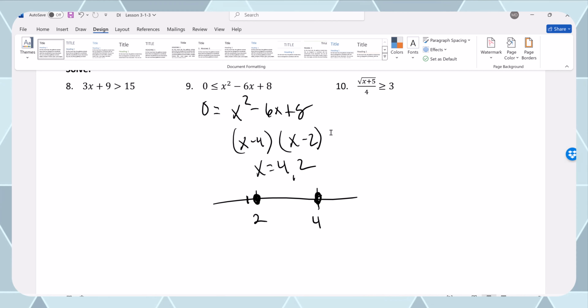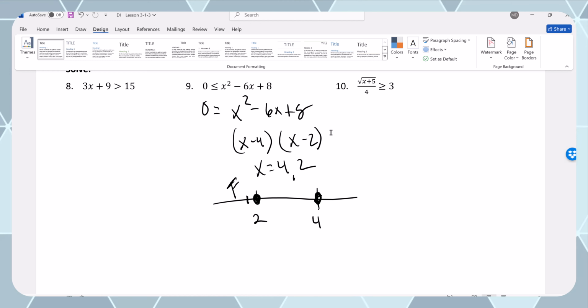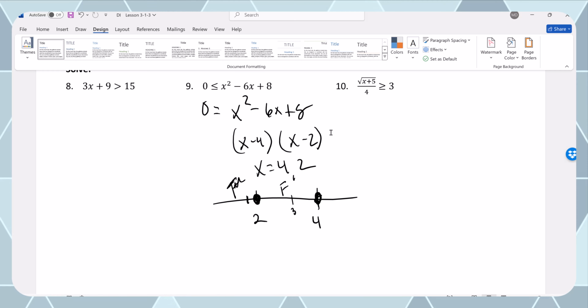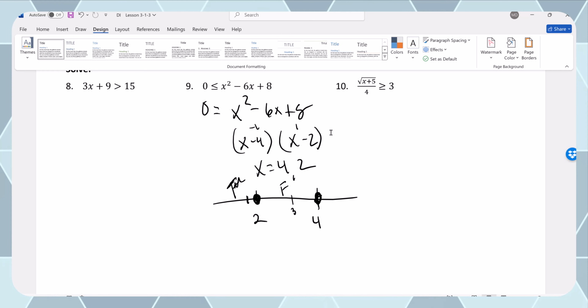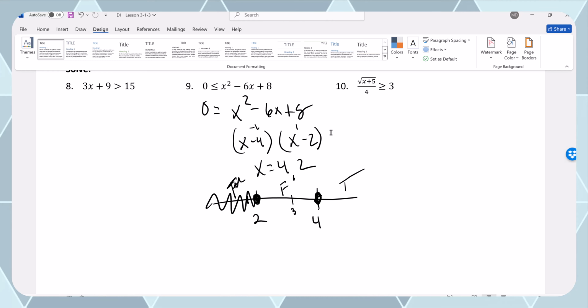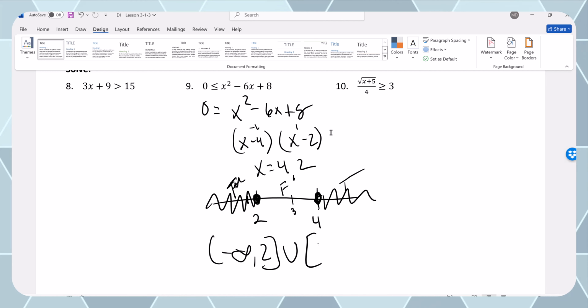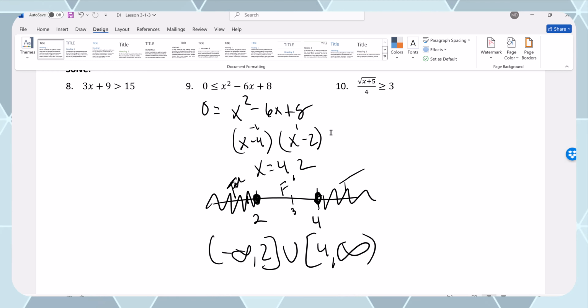So if I plugged in 1, you're going to get false. You're going to get true. You're going to get false if I plugged in 3. You're going to get negative 1, is 0 less than negative 1? No, that's false. Then you're going to get true. The answer, and then write it in intervals.